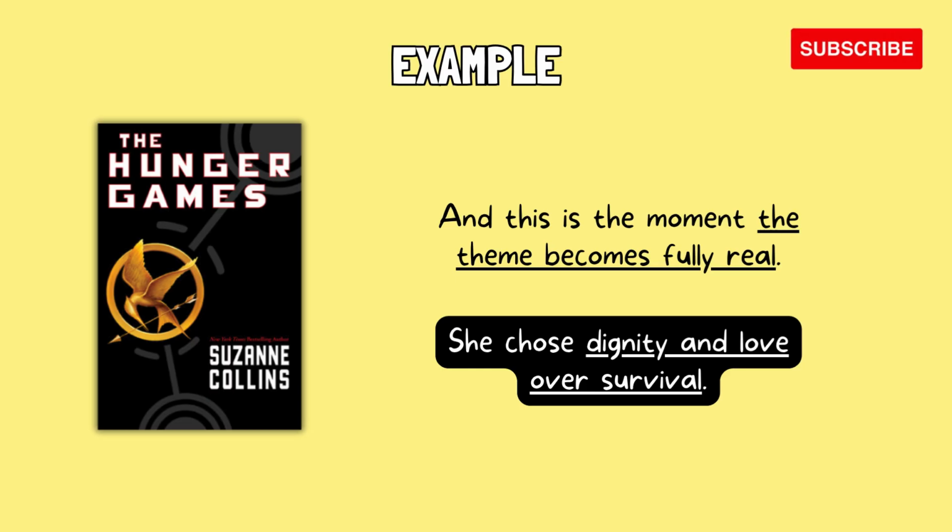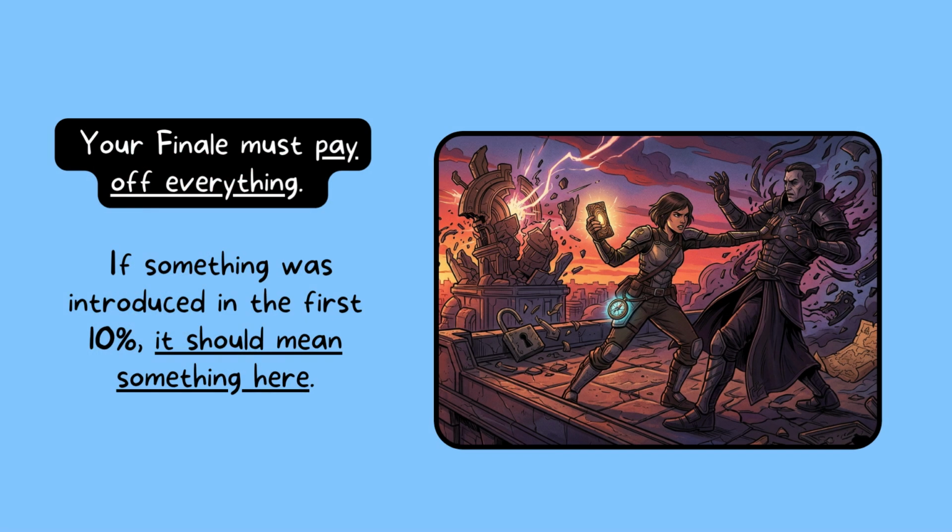Katniss didn't just survive, she resisted. She chose dignity and love over survival, which is exactly what Peeta told her mattered back in the Fun and Games section when she didn't understand it yet. For novelists, your finale must pay off everything. Every theme thread, every character arc, every piece of setup. If something was introduced in the first 10%, it should mean something here.